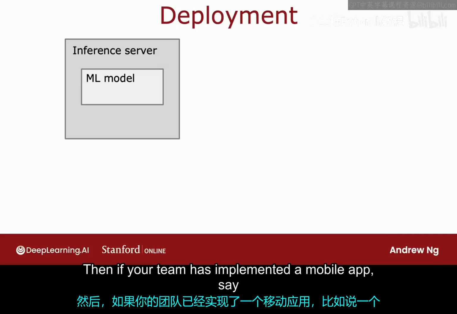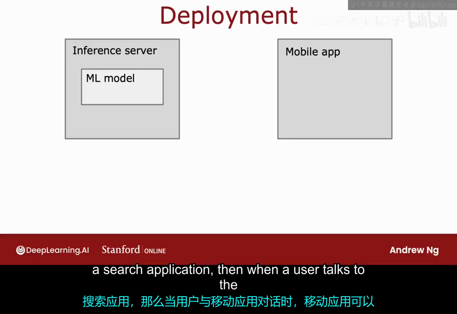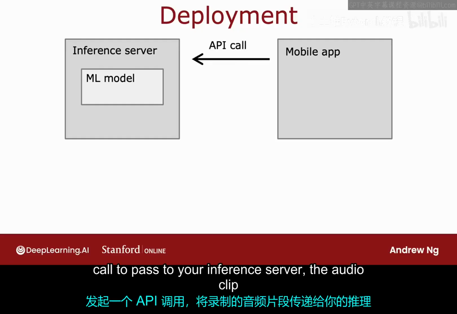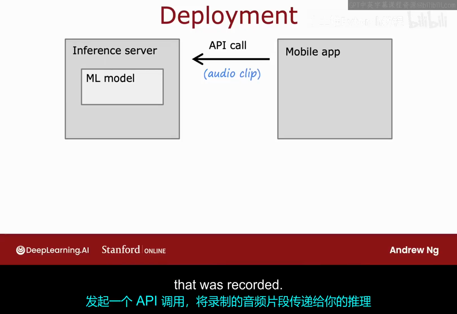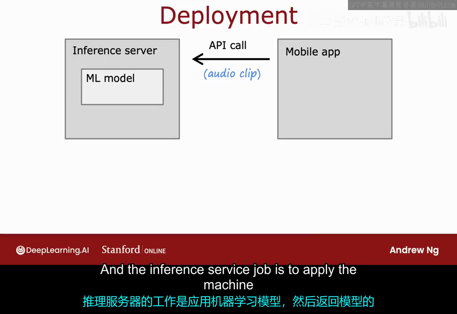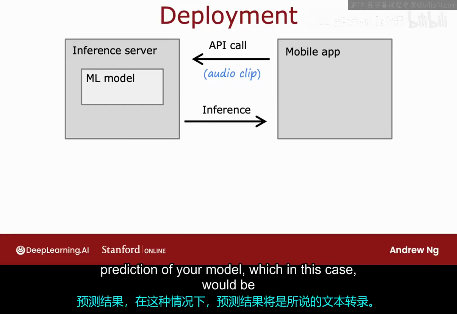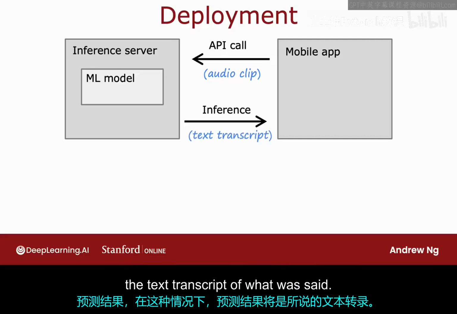Then if your team has implemented a mobile app, say a search application, then when the user talks to the mobile app, it can make an API call to pass to your inference server the audio clip that was recorded. The inference server's job is to apply the machine learning model to it and then return the prediction of your model, which in this case would be the text transcript of what was said.